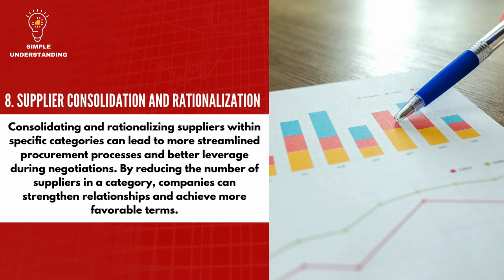8. Supplier consolidation and rationalization. Explanation. Consolidating and rationalizing suppliers within specific categories can lead to more streamlined procurement processes and better leverage during negotiations. By reducing the number of suppliers in a category, companies can strengthen relationships and achieve more favorable terms.